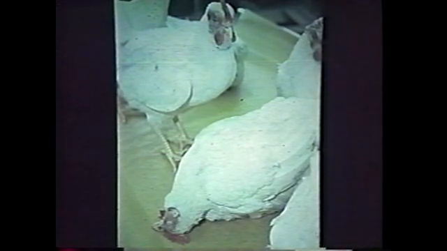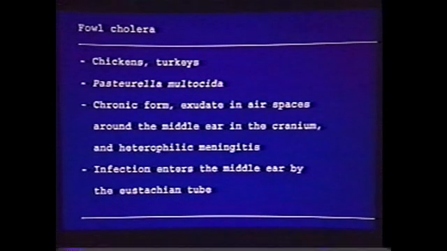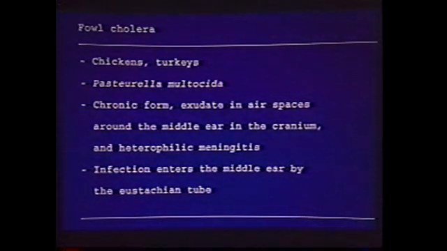So with the combination of these signs, you're immediately going to think this has got to be fowl cholera, where it shows the chronic form, localization in the sinuses, in the wattle, or in the middle ear, and may extend to the cranium and the meninges, caused by Pasteurella multocida. Heterophilic meningitis can be seen in these birds with nervous manifestation.